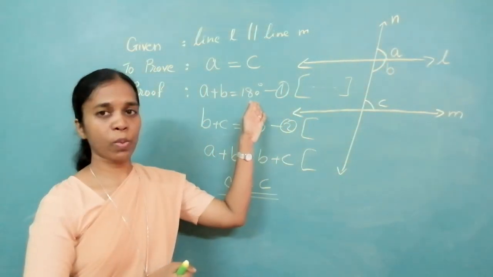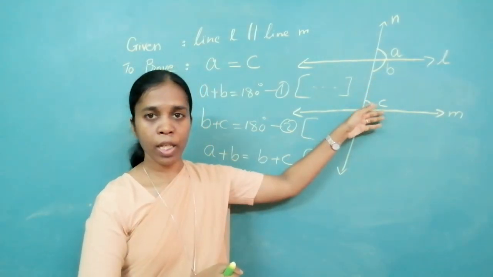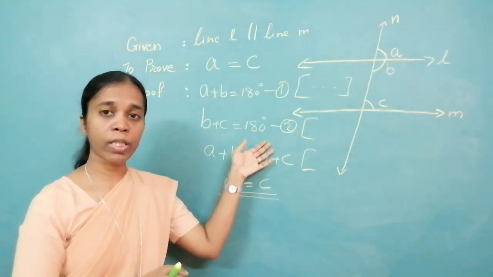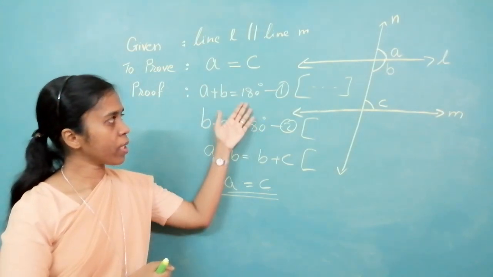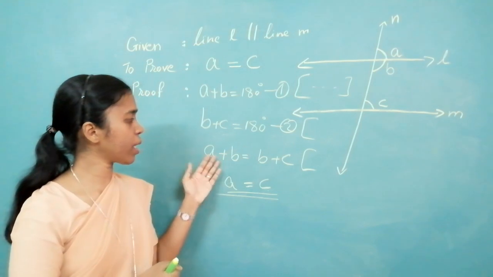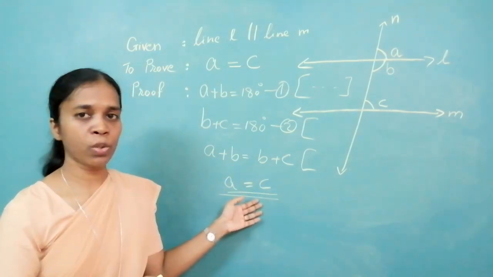So I write A plus B is equal to 180 degrees, linear pair. I know that these are interior angles. I have already learned in the last theorem. So I can write B plus C is equal to 180 degrees. What is the reason? That is interior angles. From 1 and 2 I can see right hand sides are equal. Therefore the left hand sides also should be equal. So I write A plus B is equal to B plus C. Therefore I get A is equal to C.